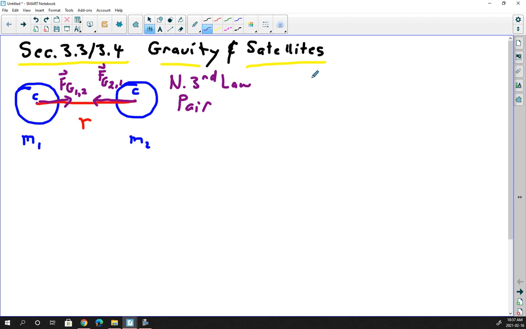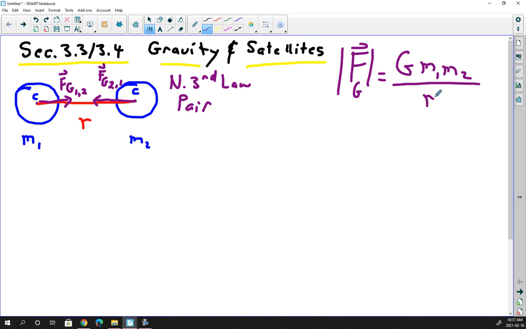And if we remember from our grade 11 work, we were able to find the magnitude of this force. The direction is always, as we show here, center to center. Big G, the universal gravitational constant, mass of the first object, mass of the second object, all over that distance between them squared. And you probably remember what G is. 6.67 times 10 to the negative 11 newtons meter squared all over kilogram squared. We did this last year.